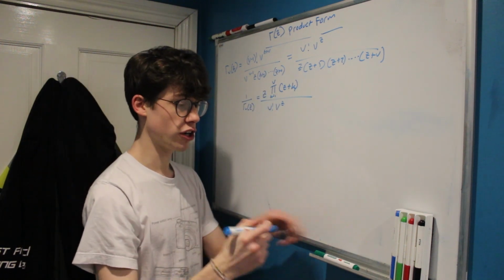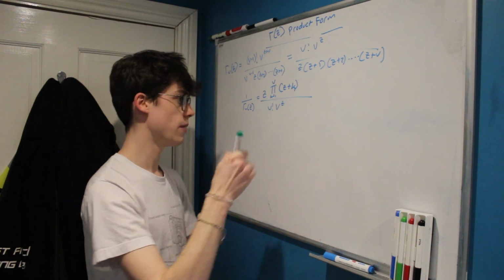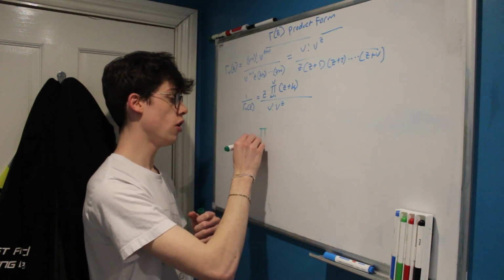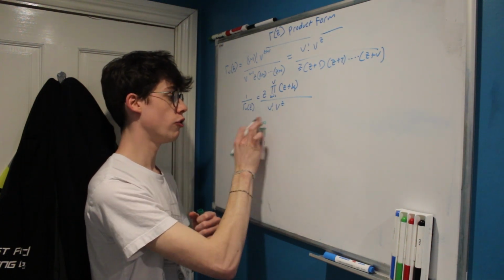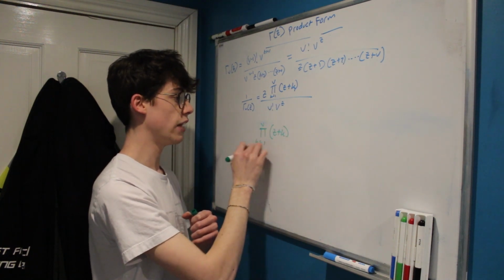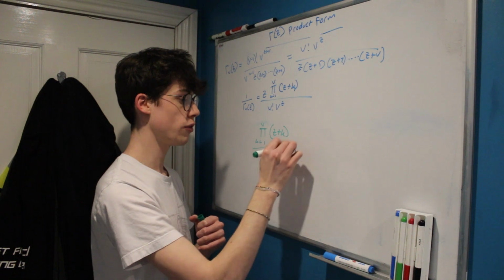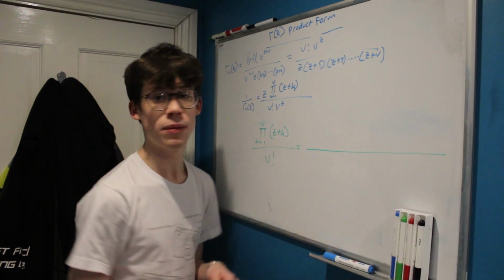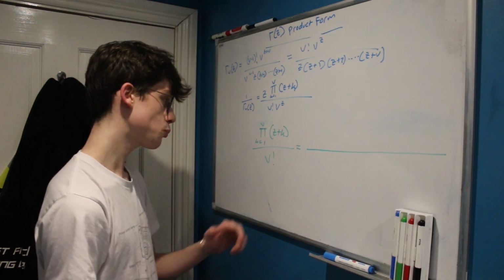I'm going to do this in a different color just to show that we're taking a sidestep here. So on the top, we've got our product from 1 to v of z plus k, and on the bottom we've got v factorial. Let's think about what this can be rewritten as.